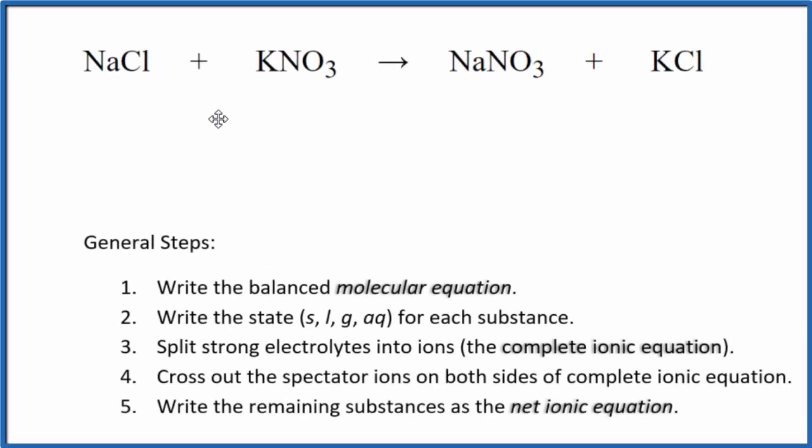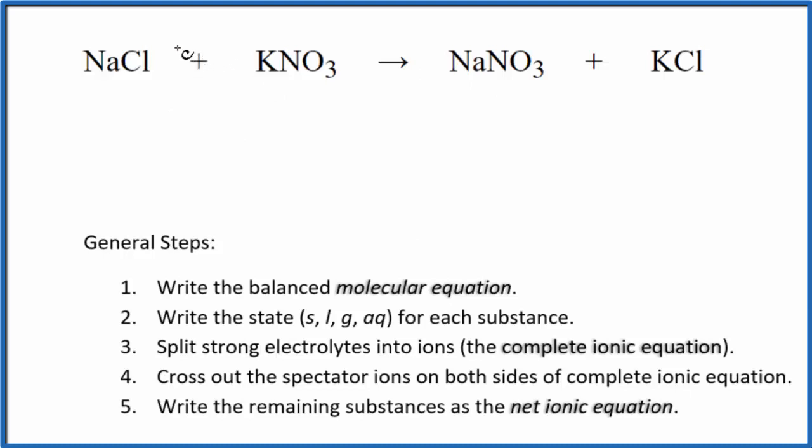In this video, we'll look at the net ionic equation for NaCl plus KNO3 and figure out if there's a precipitate that is formed in this reaction. So let's start off by making sure this is a balanced equation. As we look at it, looks like everything's the same on both sides, so it's a balanced equation. We're good there. We should also write the states in for each substance.